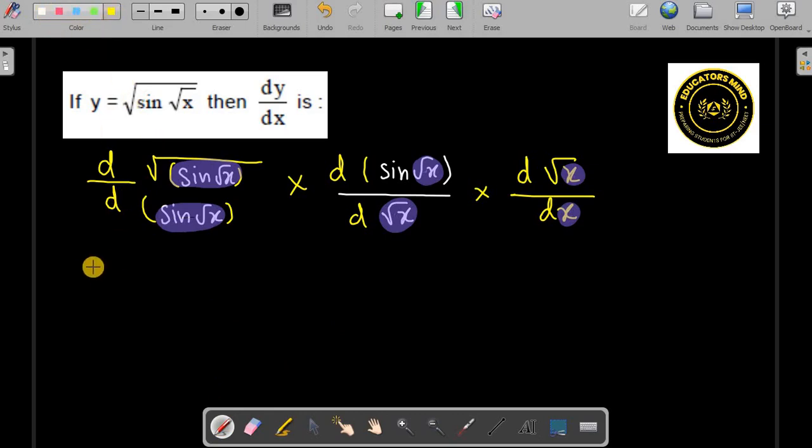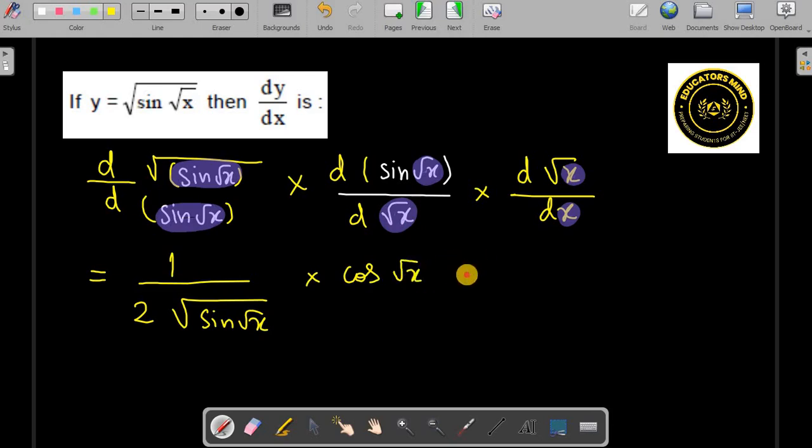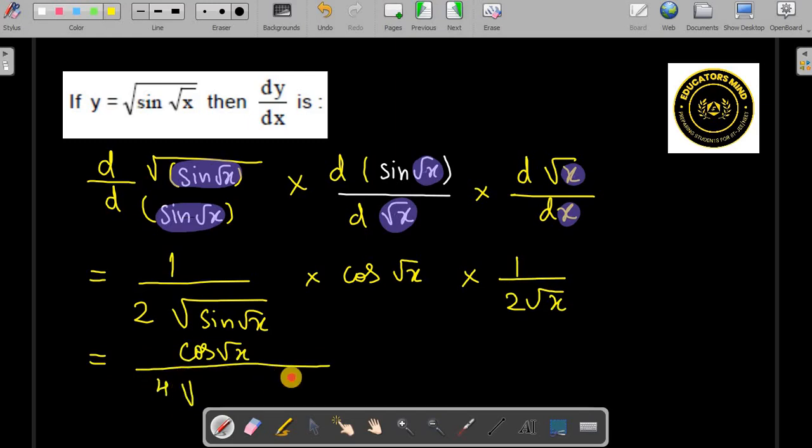Now we have to just write the formulas. Root of this is 1 by 2 root this. Sine differentiation is cos, so it becomes cos root x, and here root x is 1 by 2 root x. That's all. Then after that you just rearrange and write it. So cos root x divided by 4 root under x, you can bring inside, so x sine root x. Okay, so that's the answer for this.